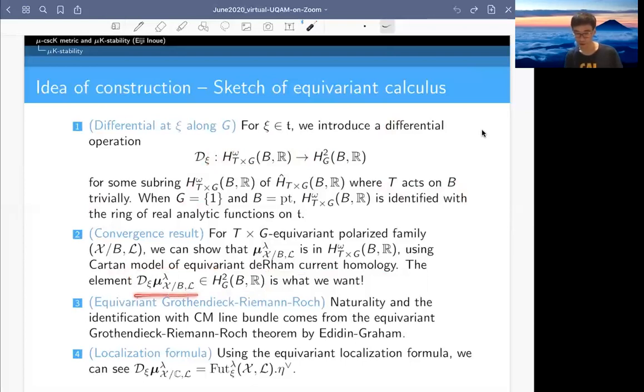And to show that this is actually what we wanted, we use the equivariant Grothendieck-Riemann-Roch theorem. And we can see the relation with the Futaki invariant can be achieved by a really simple equivariant localization formula. Okay, this is the end of this talk. Thank you.